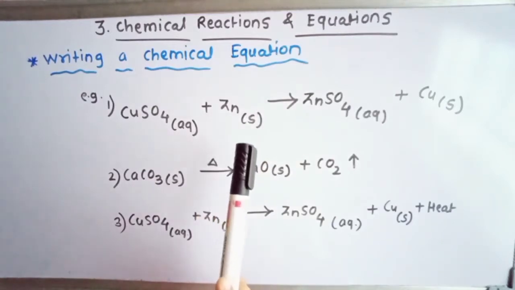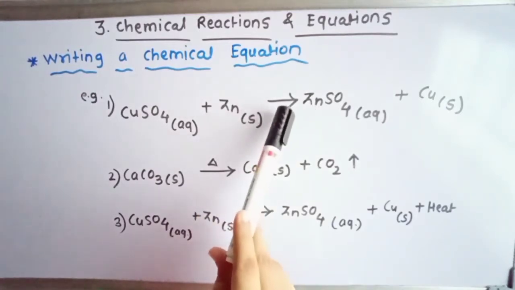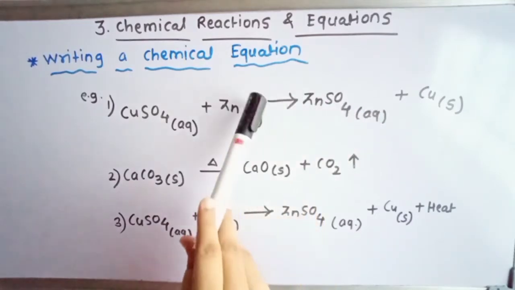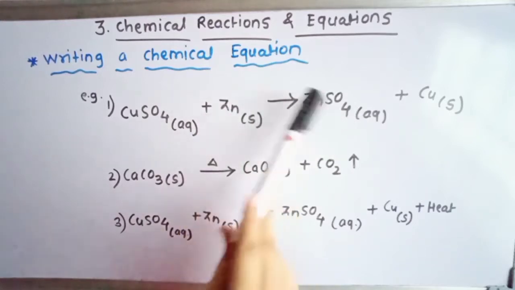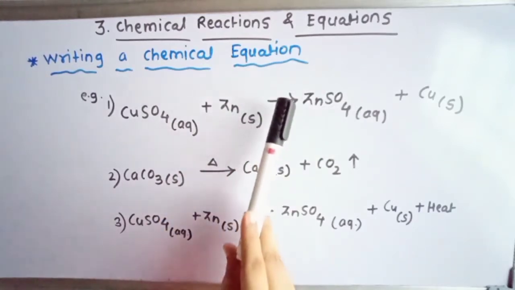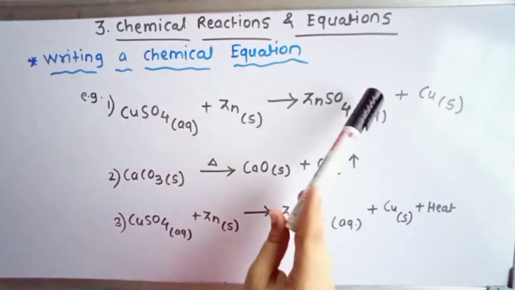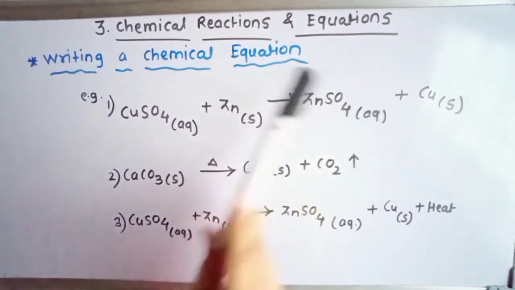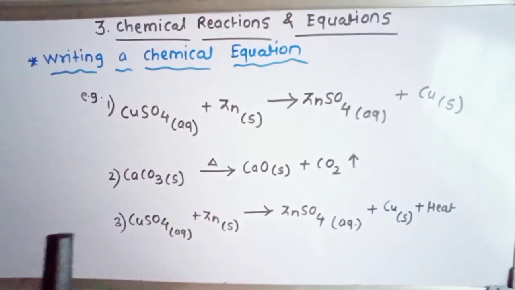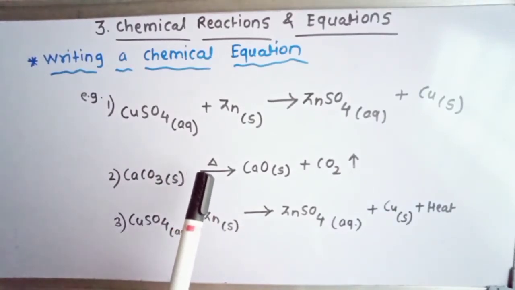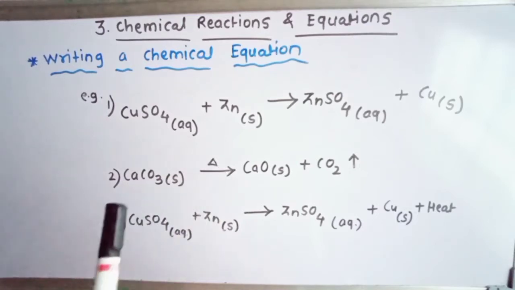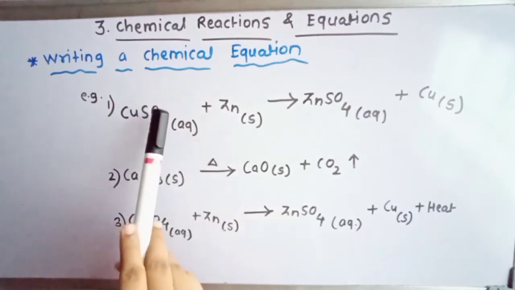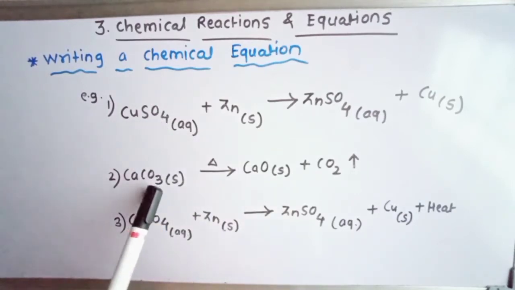Then an arrow, this arrow heading towards the products, is drawn in between the reactants and products. You have to remember this. The arrow is drawn in between reactants and products. Reactants are always on the left side of the arrow and products are always on the right hand side of the arrow mark, okay?